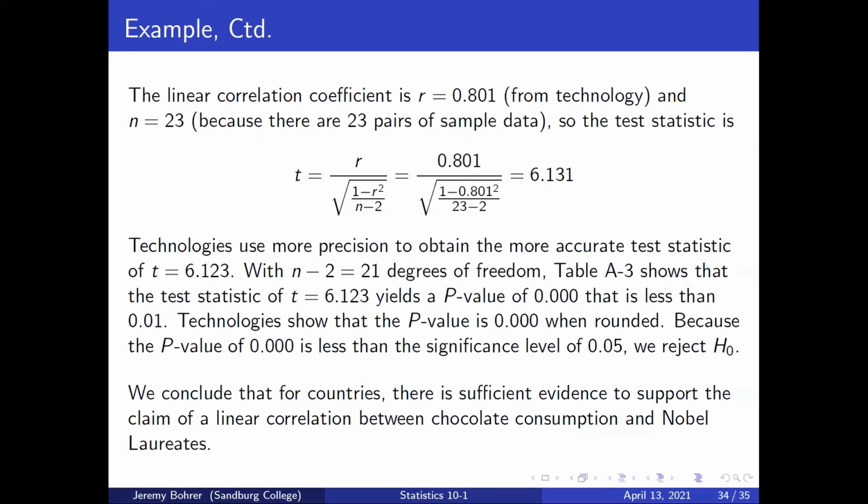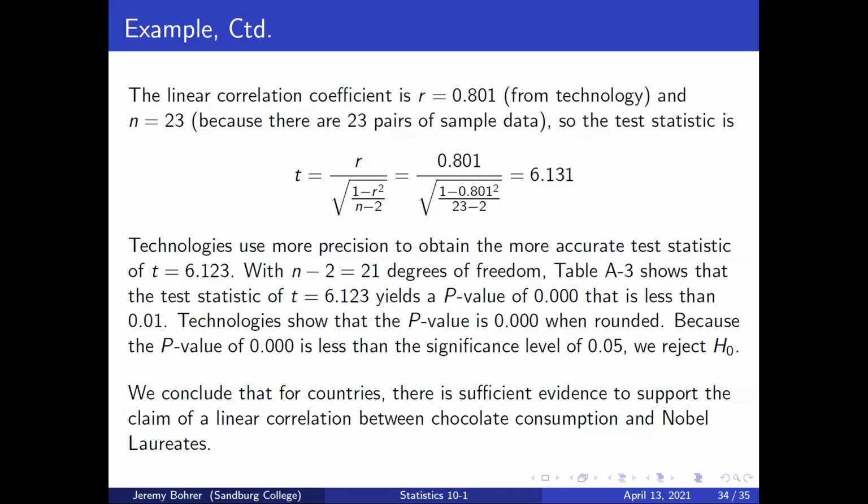Technologies use more precision to obtain the more accurate test statistic of t equals 6.123. With n minus 2 equals 21 degrees of freedom, Table A-3 shows that the test statistic of t equals 6.123 yields a p-value that is less than 0.01. Technologies show that the p-value is 0.000 when rounded.